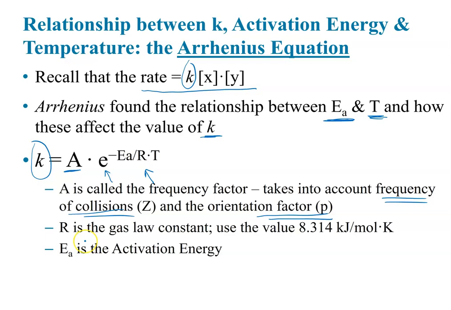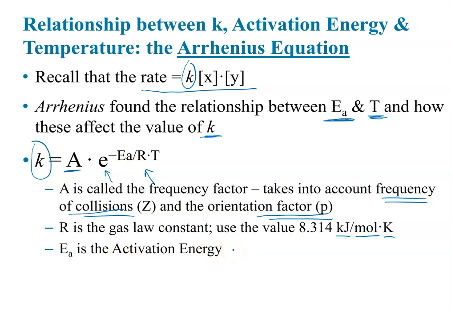Then you have your gas law constant, like I mentioned, and we're going to use the value of the gas law constant, 8.314 kilojoules per mole degree Kelvin. So instead of liter atmospheres per mole degree Kelvin or liter kPa per mole degree Kelvin, we're using it in this form. And then EA, again, is the activation energy.